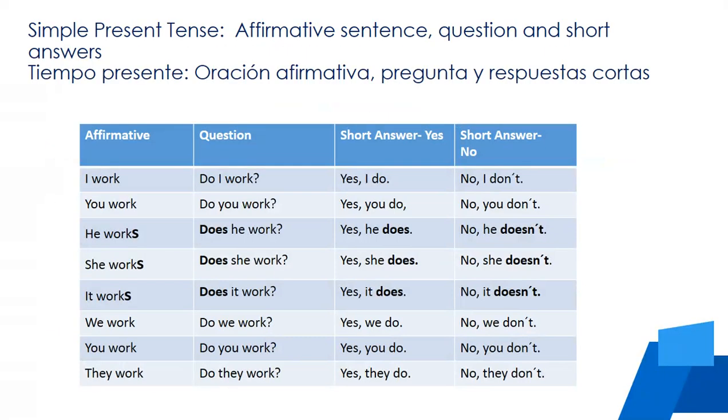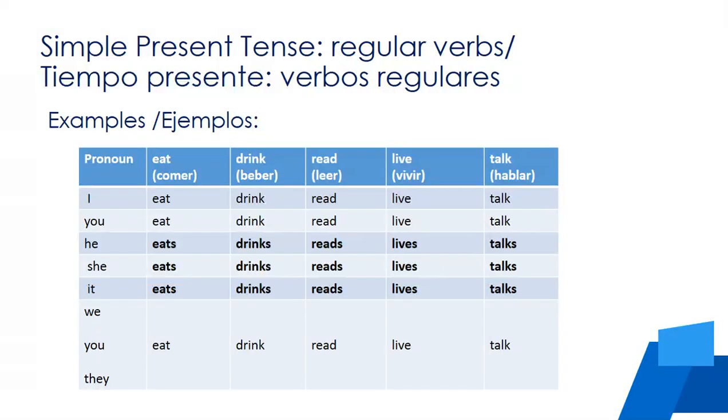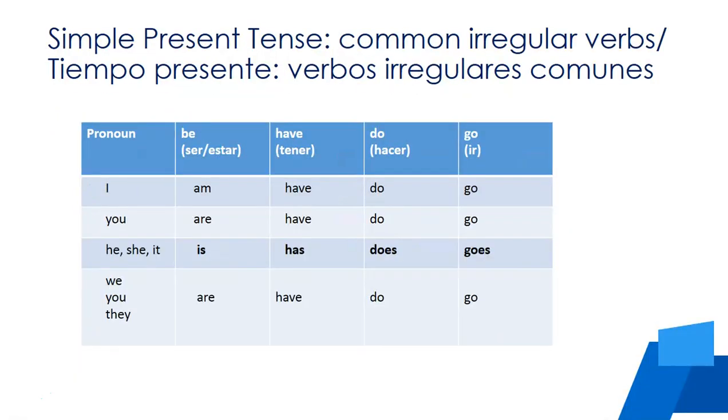In this table, you can see more examples of affirmative sentences, questions, short answers with yes, and short answers with no. There's another table where you can see the conjugation of some regular verbs in present tense. The most common irregular verbs that we use are the verb be, to have, to do, and to go.